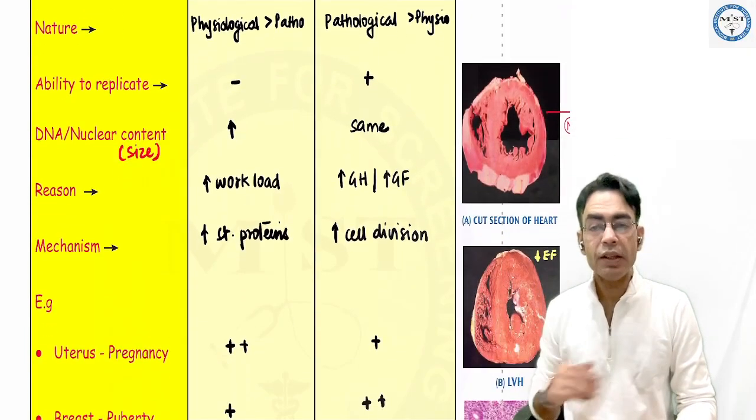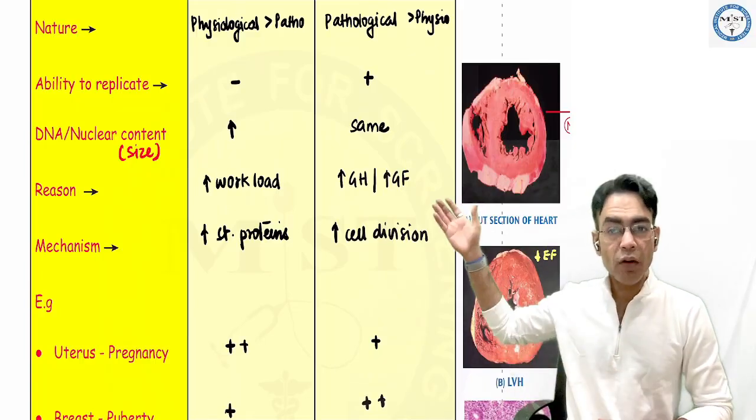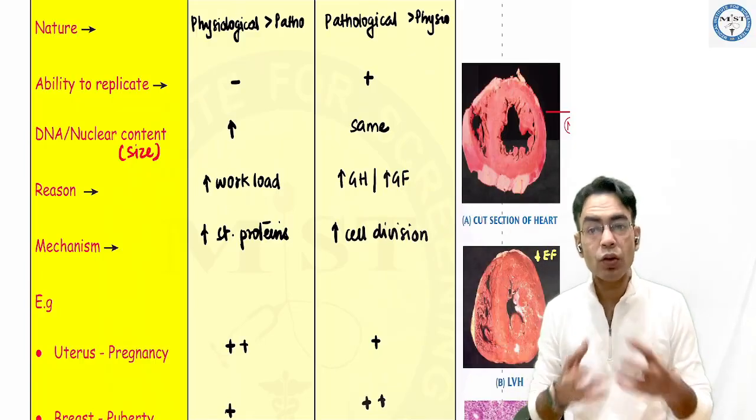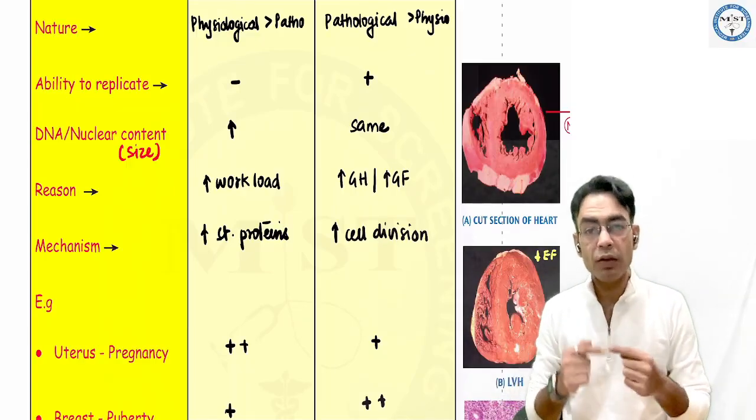Reason for hypertrophy is increase in the workload, and mechanism is increase in the structural protein, whereas reason for hyperplasia is increase in the growth hormones or growth factors. And these growth hormones and growth factors will increase the speed of division.